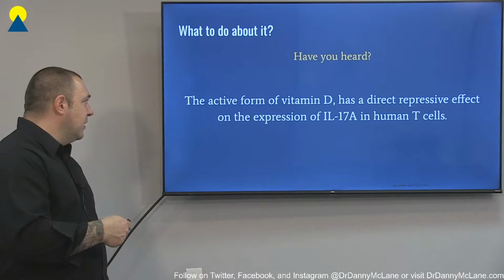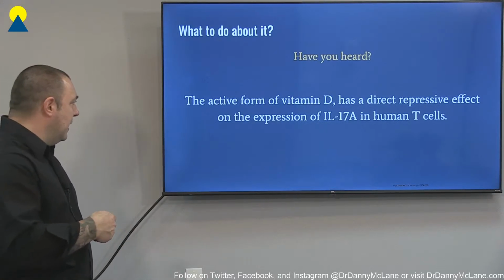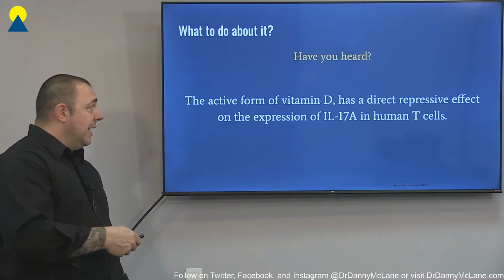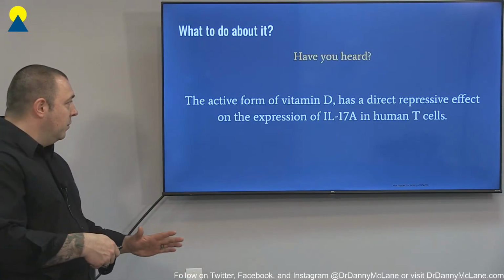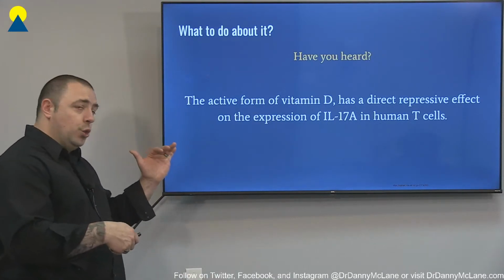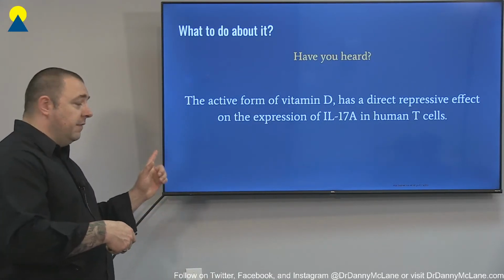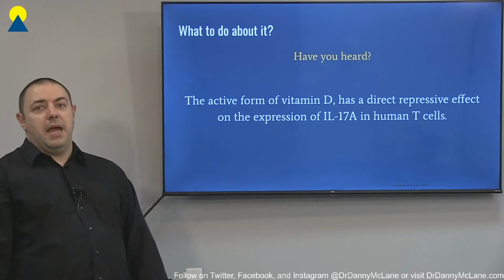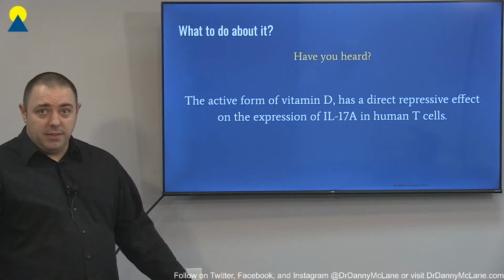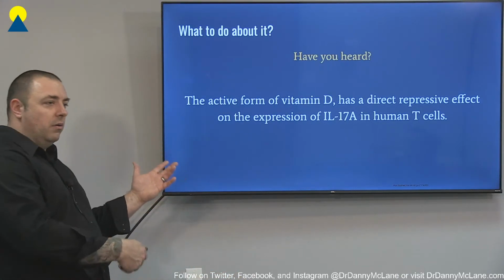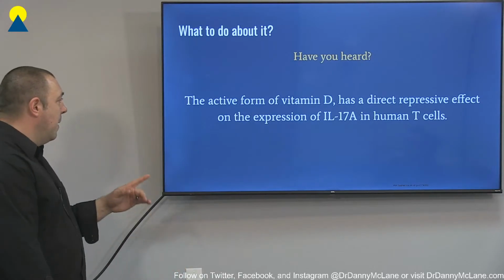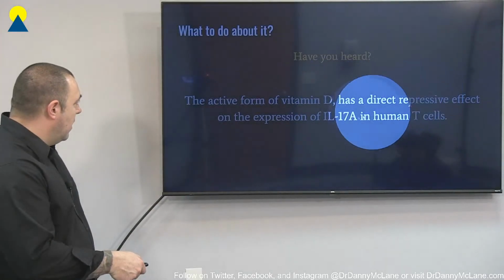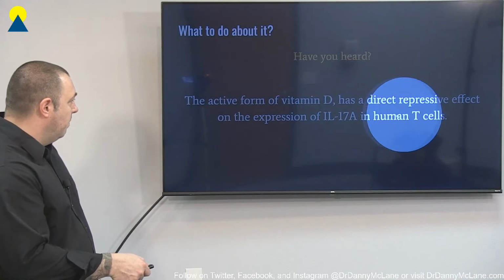The active form of vitamin D has a direct repressive effect on IL-17A in human T cells. Remember, those are your blood ninjas, by the way. When they get activated, they start going around chopping everything up. Your vitamin D shuts those down. That's how you fix it. I had somebody comment after my last presentation, great, I understand why I'm dying. How do I stop myself from falling apart? I said, we'll get to that. Here you go. Vitamin D plays a huge role in that by direct repressive effect on the expression of that chemical in your T cells.